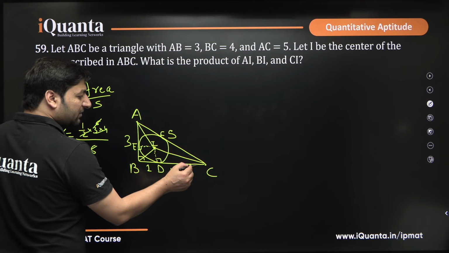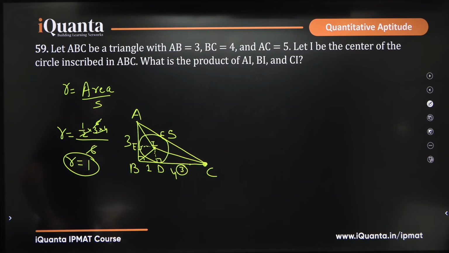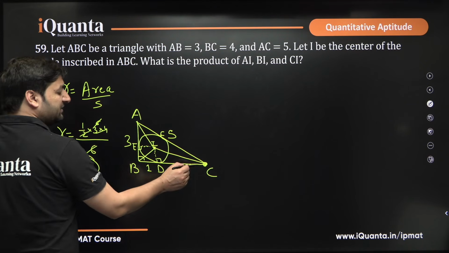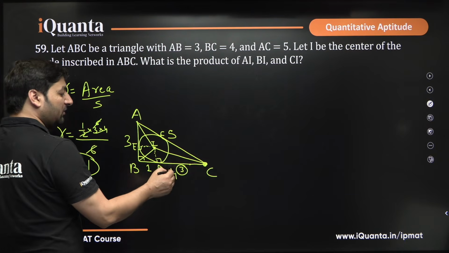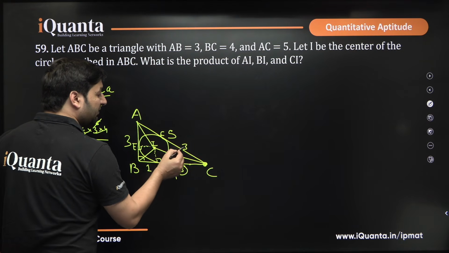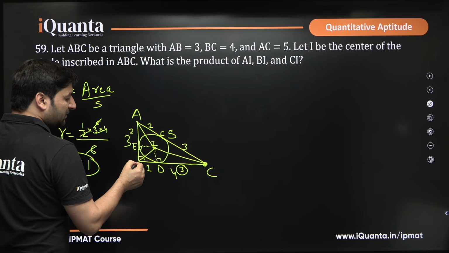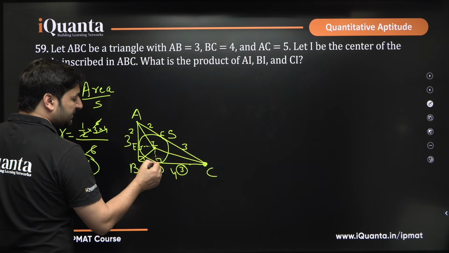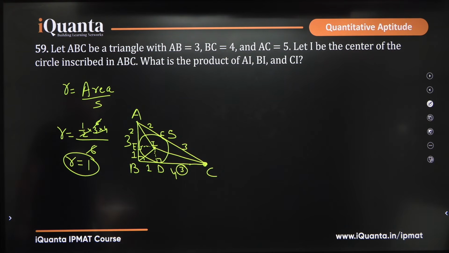Now you know that from a point, if you draw tangents to the same circle, right, they are equal. From an external point C, you are drawing two tangents, CF and CD to the same circle, they will be of equal length. So if this is 3, this is also 3. If this is 3, this entire is 5, so this will be 2. If this is 2, this is also 2. And if this is 1 from this point, you see that this is a tangent, BD, BE will also be 1. But you still have to find out the product of CI, BI and AI, right?